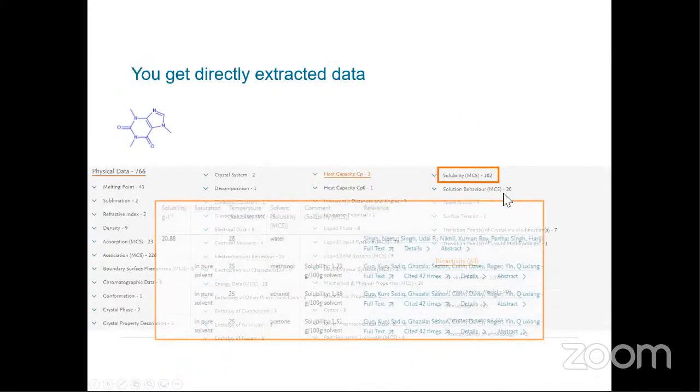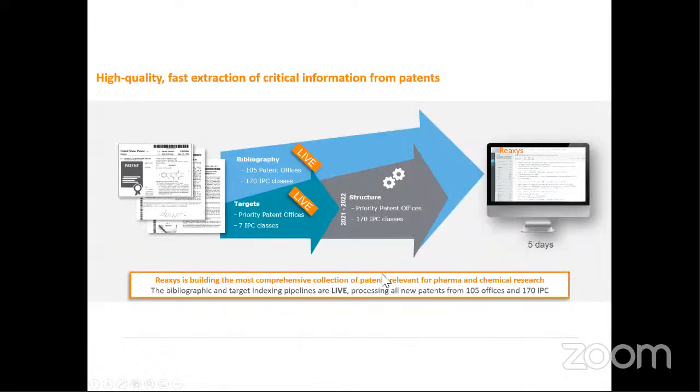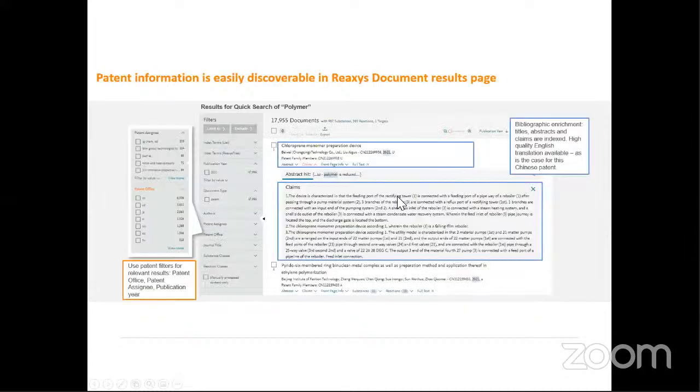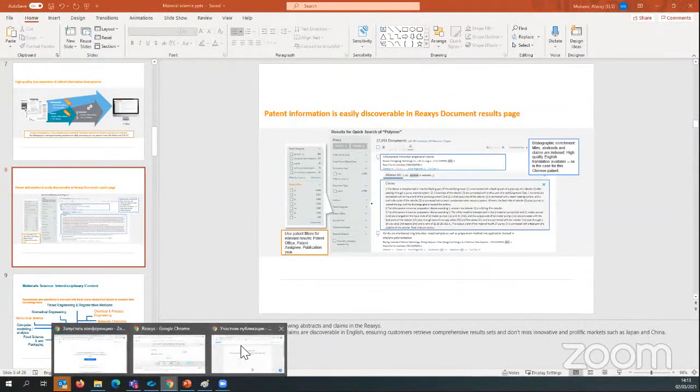Just click on the properties and you find the information. Very fresh information. Last month we dramatically updated patent content. Now Reaxys is the number one chemical database, covering information from more than 100 patent offices, and this content is available for you now. It really helps. I will also show you how it helps you in your work.